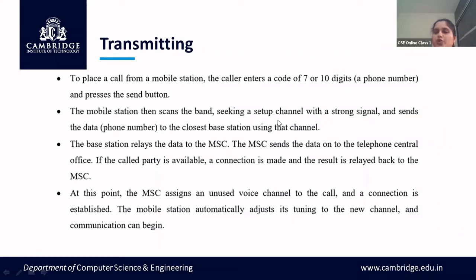So the base station will now find a channel with a very strong signal which can be used. In this case, what happens? You have your MSC that helps to find a communication channel. Once this channel is established between the parties, the mobile station will assign an unused voice channel to the 2 parties involved in calling. So when a connection is established, both the cells will tune into this new channel and communication will begin.